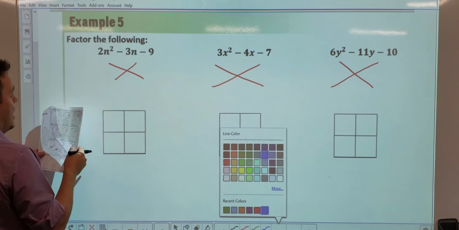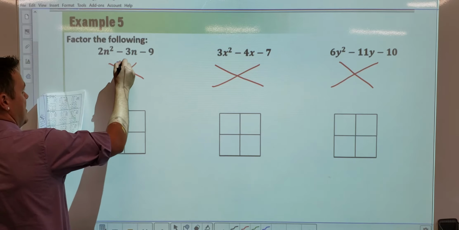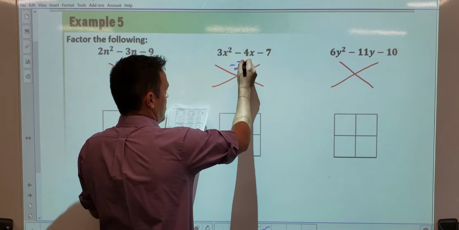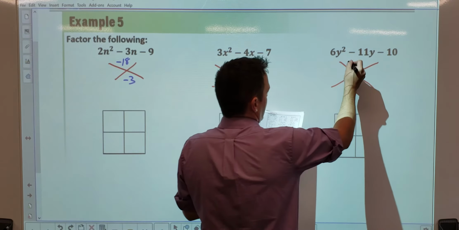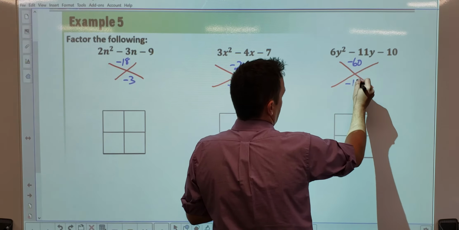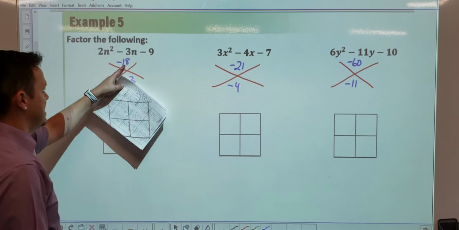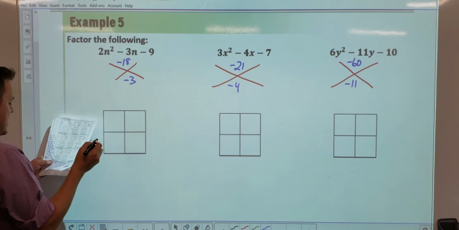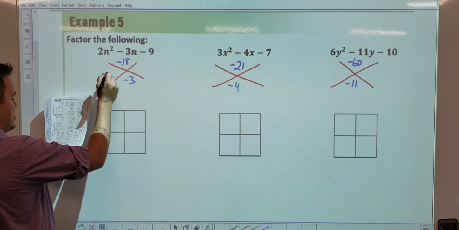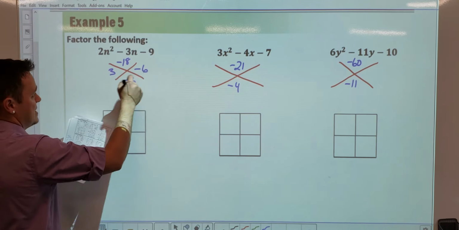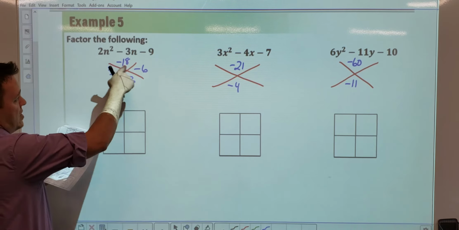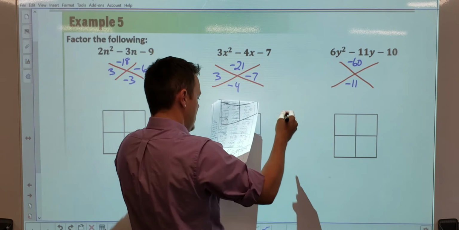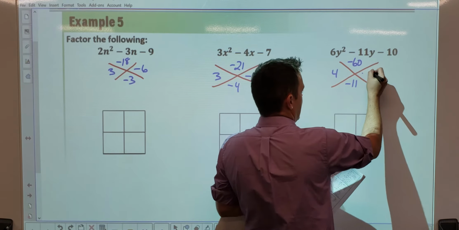So this first one here, this is negative 18 and negative 3. This is negative 21 and negative 4. And this one here would be negative 60 and negative 11. Now, same thing applies. If this is both negative, then one of these numbers has to be positive, the other one has to be negative, but it's going to have to be the bigger one over here. So this actually ends up being 3 minus 6. So you subtract, you get negative 3, you add it together, you get 18. This would be 3 and negative 7. And then this one over here would be 4 and negative 15.